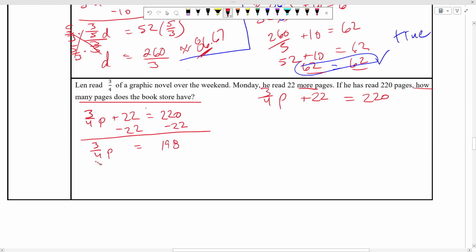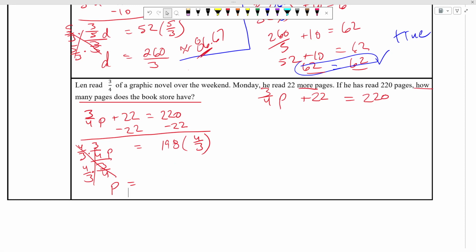198, there we go. Divide by 3/4, or in other words, multiply by the reciprocal, and when we do, these cancel. Don't forget, you must do it to both sides of the equation. Now I'm left with p equals, let's see, what's 198 times 4?